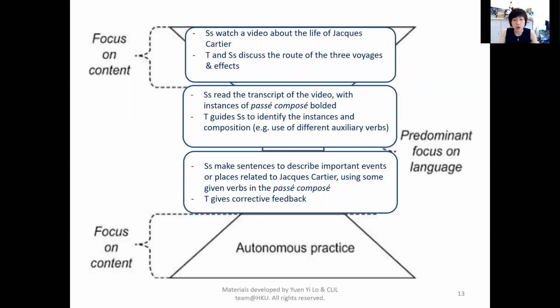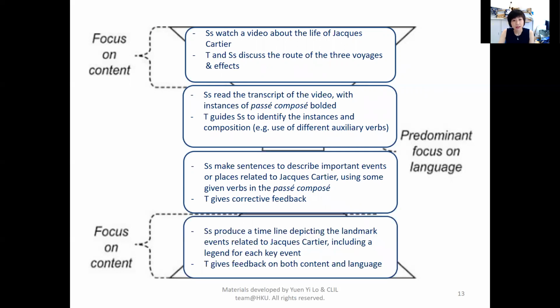In the third stage, students make sentences to describe important events or places related to the explorer, using some given verbs in the past tense, and the teacher gives corrective feedback. Finally, students produce a timeline depicting the landmark events related to Jacques Cartier, including a legend for each key event, and the teacher gives feedback on both content and language.